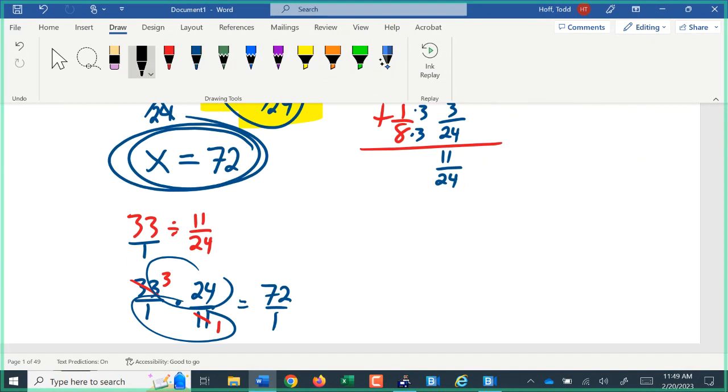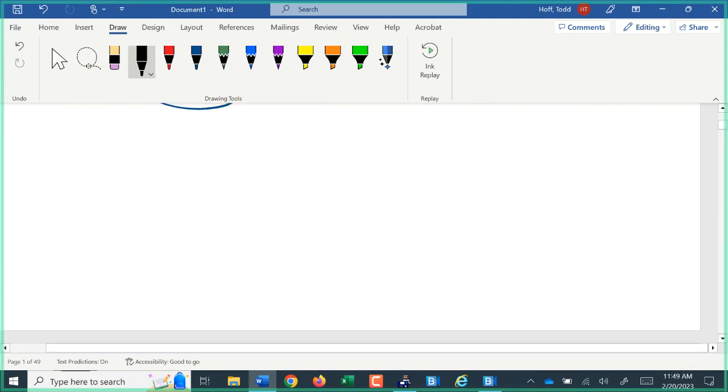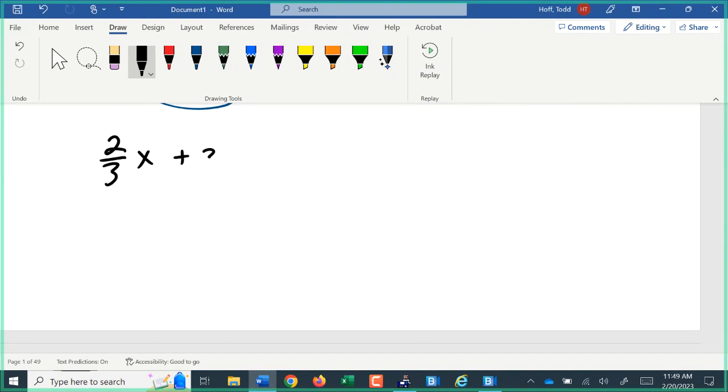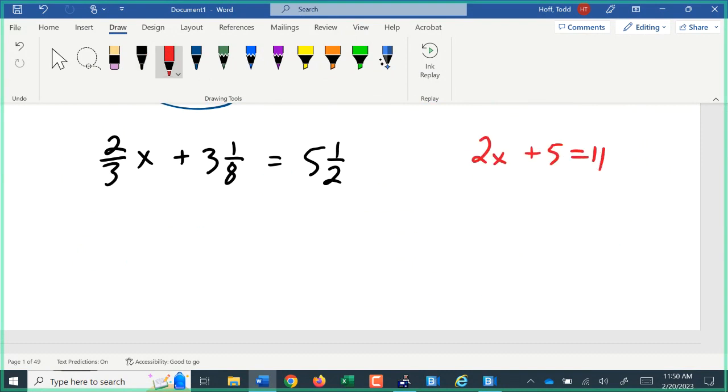There's another way to go about that problem that we'll come back and look at in a little bit. But for now, let's keep going with these fractions. So we might have something like 2/3 x plus 3 1/8 equals 5 1/2. Again, this is no different than having an equation like 2x plus 5 equals 11, where we would subtract the 5 and then divide by 2. The only thing different is we're dealing with fractions, so the calculation is going to be a little more difficult.